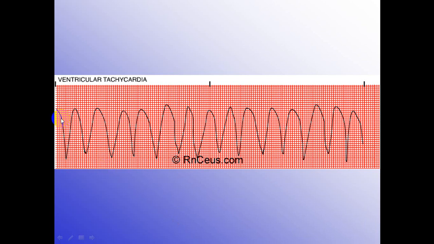And this is monomorphic VT. If you look, there is no P-wave, no isoelectric line, and the QRS complexes are wide and bizarre but in the same direction, what we call monomorphic ventricular tachycardia, the same shape. This is VT, and it urgently needs a DC shock. Most of these patients are hemodynamically unstable.